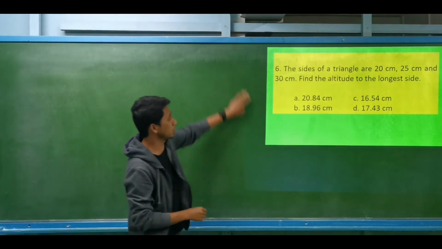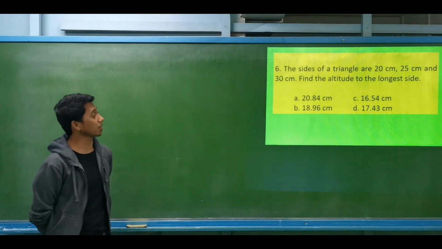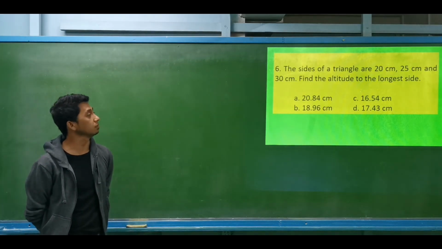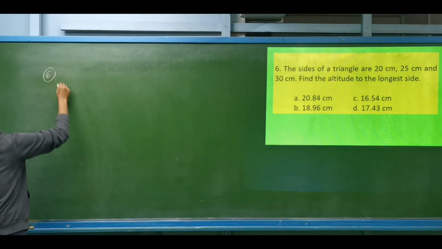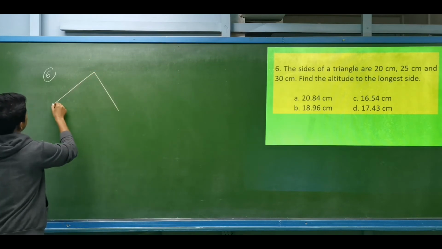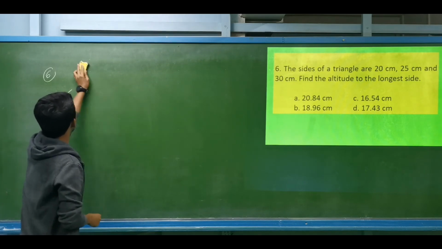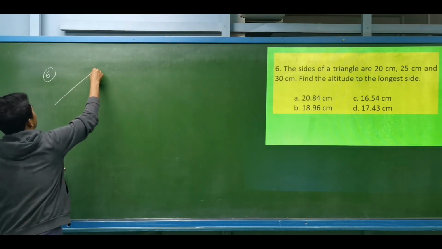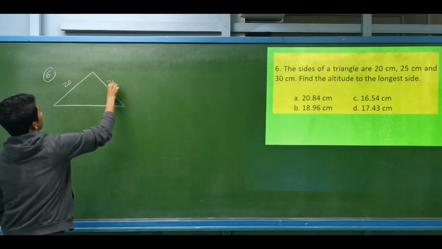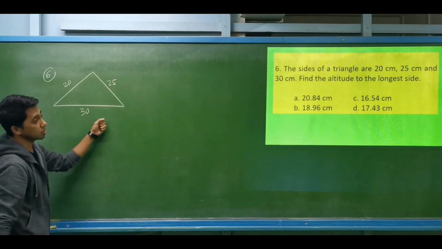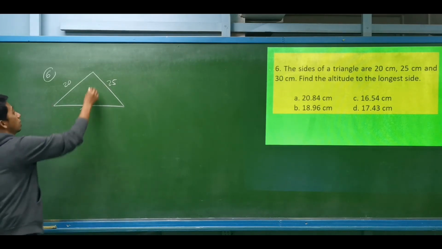Problem number 6. So, lumabas na rin ito sa board exam noong unang panahon. The sides of a triangle are 20, 25, and 30 centimeters. Find the altitude to the longest side. Okay, so these are the sides of the triangle. Hinahanap natin yung altitude to the longest side. So obviously, yung longest side is 30.